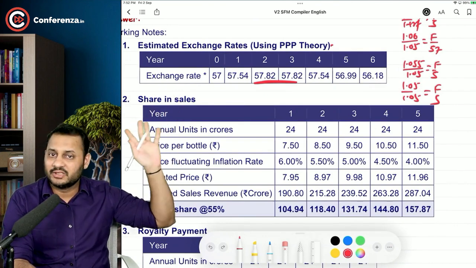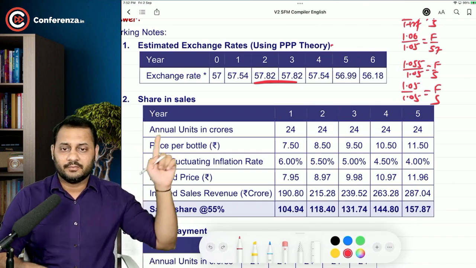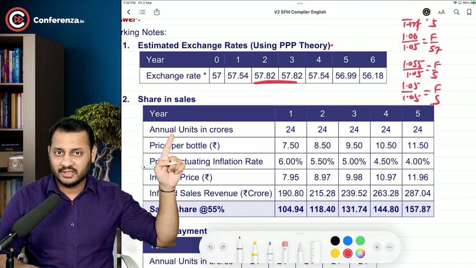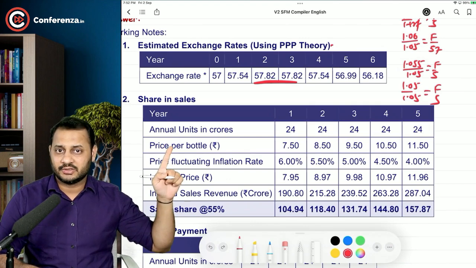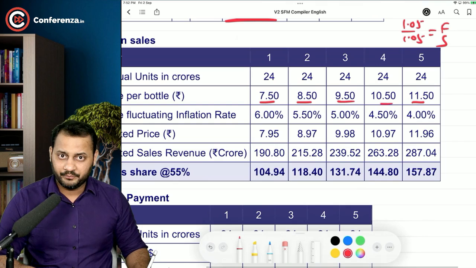Now coming over to the sales. It's very simple, sir. Just keep in mind 24 crore units you are selling every year at a price of this. Now, first of all, increase the price by 1 rupee. Okay.